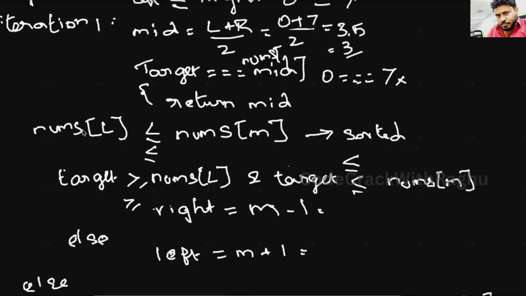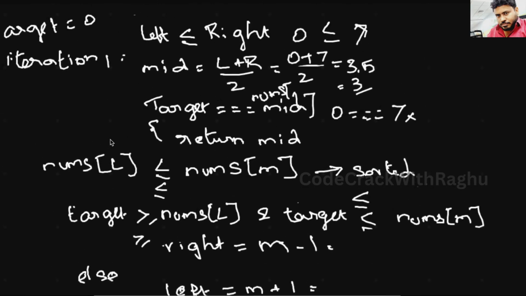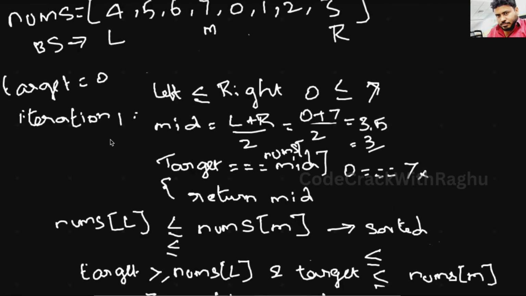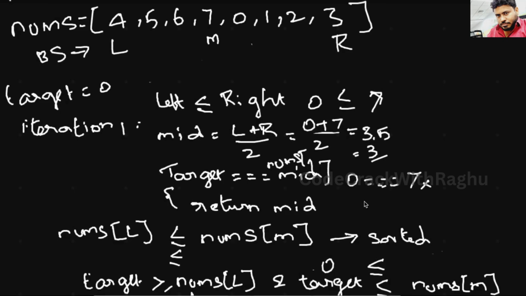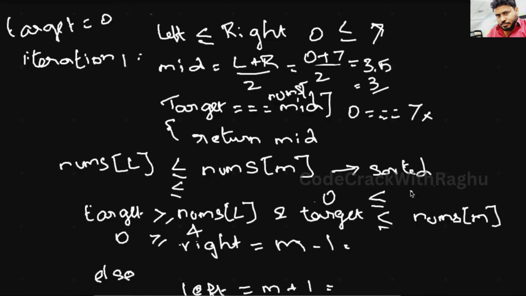So here we are going to check whether this condition is satisfied or not. What is nums of L? Nums of L will be 4, and our target is 0. I will mention both the conditions. Nums of L is 4, and nums of M, what is nums of M? We calculated the mid, right? Nums of M is 7. Is this condition satisfied or not? Is 0 greater than 4? No. This condition won't be satisfied.